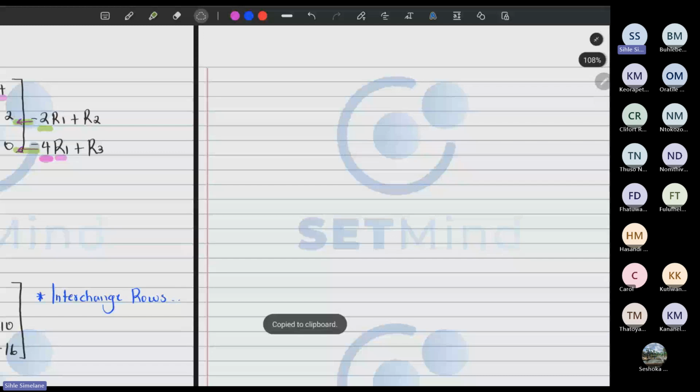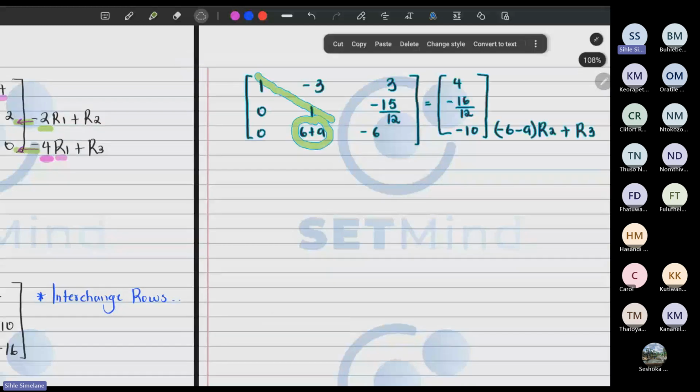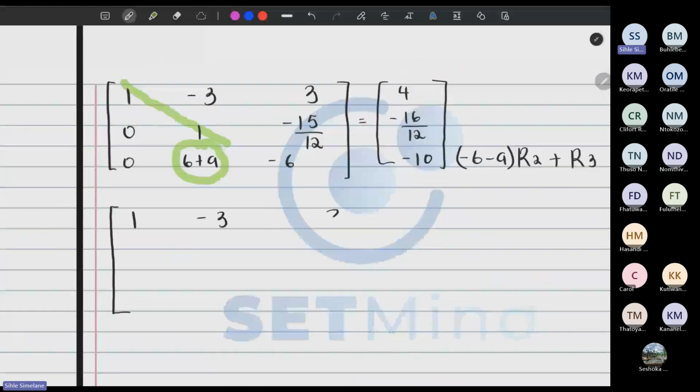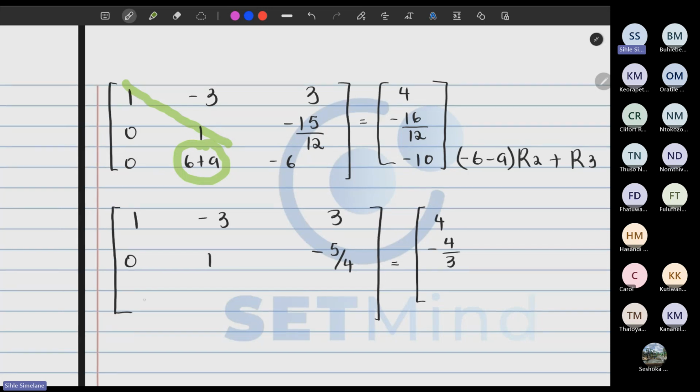And if you perform that operation, we will get exactly that 0 which we are looking for. 1, minus 3, 3, and then 0, 1. That will be negative 5 over, let me see, negative 5 over 4. When you divide negative 15 by 12, the common 3 there. Then this will be equal to 4, and then minus, there will be a 4 over 3. And then let's do the operation. So we'll get a 0, a 0.